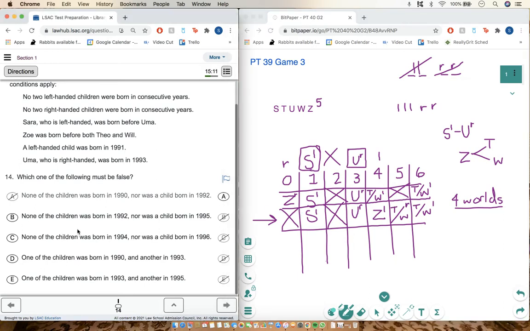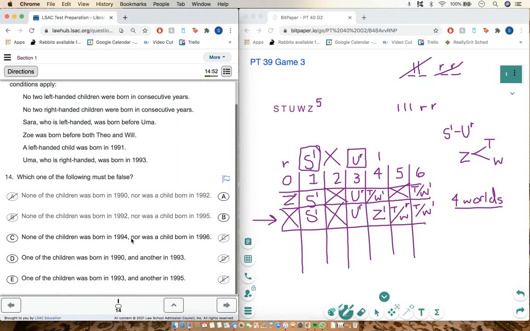None of the children were born in 92 nor 95. So that's talking about this situation actually. So that can happen. There is a situation in which no one is born in 92 and 95, and so that's not something that must be false.